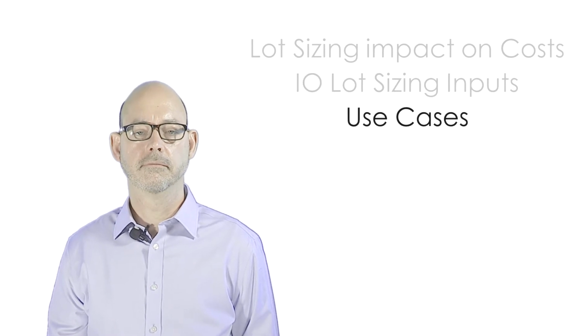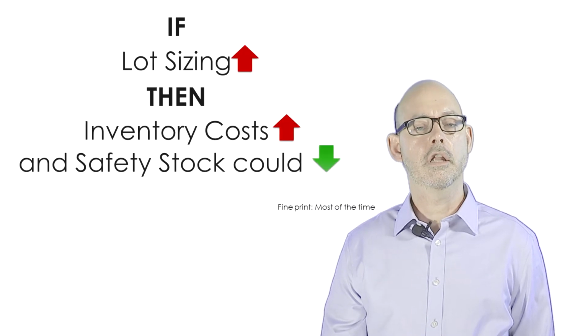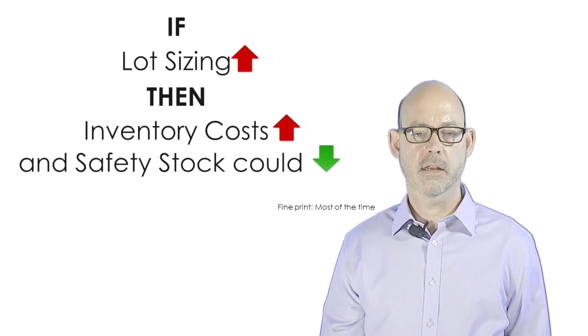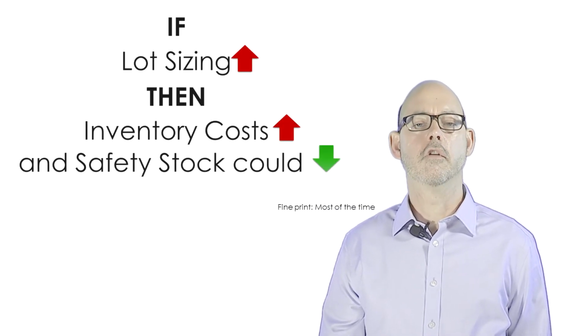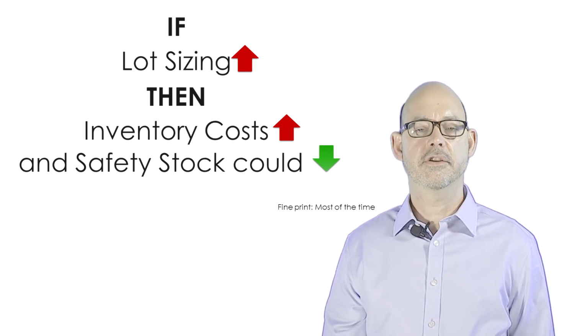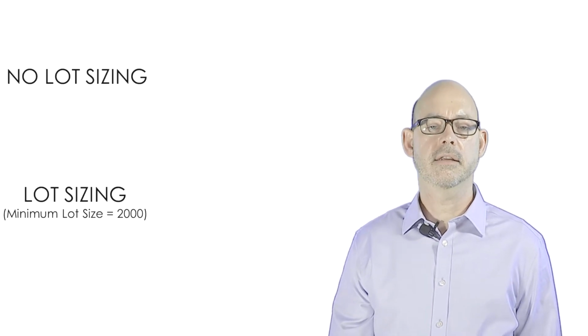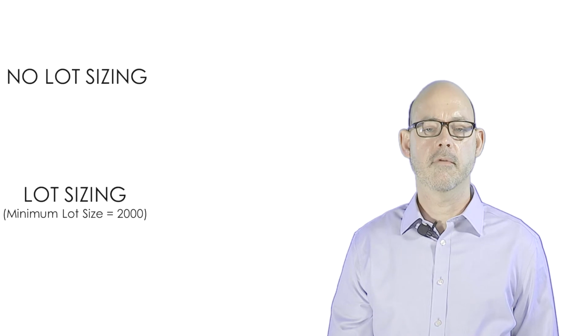Let's get started. The general rule is that the higher your lot sizing, the lower your safety stock you need. But the higher your overall inventory targets are. Why? Again, take an extreme example. One version has no lot sizing constraints, and the other version has a minimum lot size of 2,000 cases.